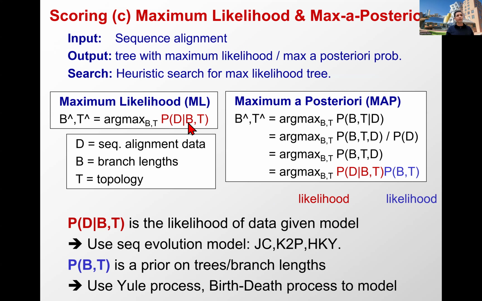So I'm sampling a set of data, I'm sampling characters using a topology of a tree and using branch lengths. And what I want to do is maximize, basically do a search over all possible branch lengths and topologies to find B hat and T hat, the optimal branch length and the optimal topology that best explain my data.